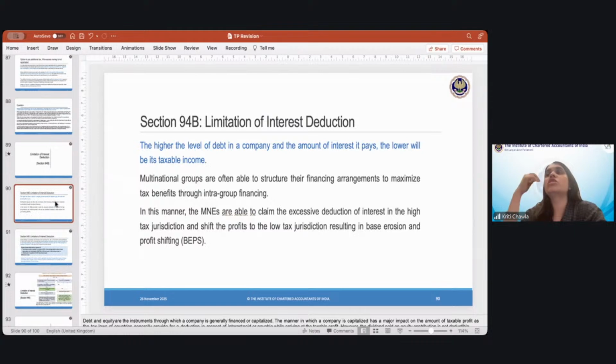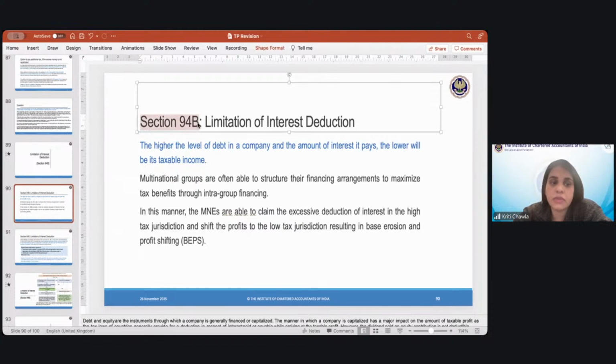And this is the reason most multinational companies make their financing arrangements in a way that they want to minimize, they want to get into intra-group financing. They want to have a high level of debt so that the taxable income that they have will be the least. So they claim excessive interest deduction in a high tax jurisdiction. Now, to make sure that this kind of situation does not happen, India introduced Section 94B.